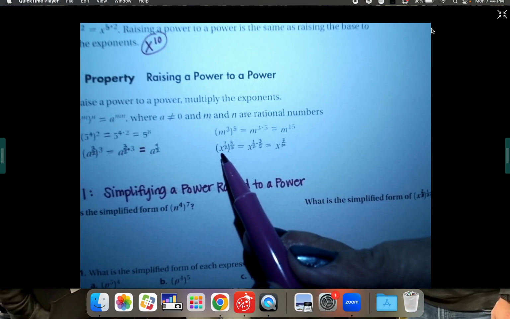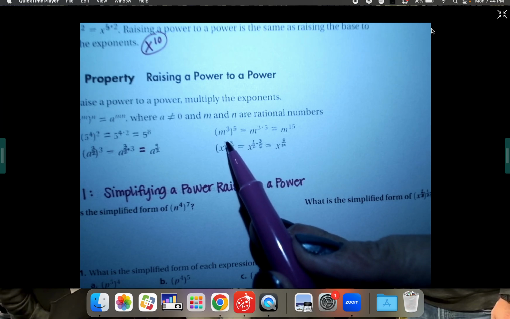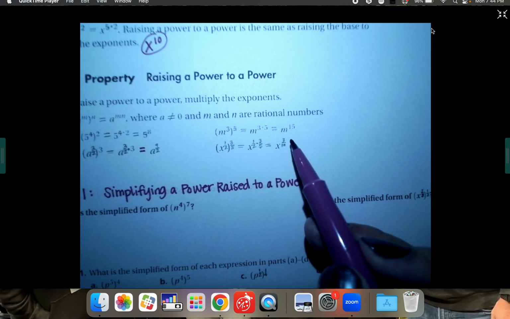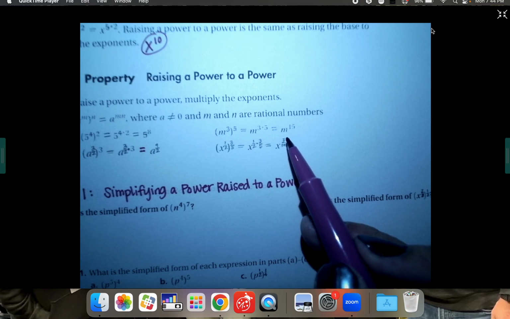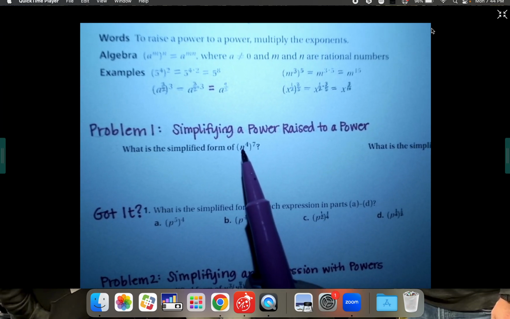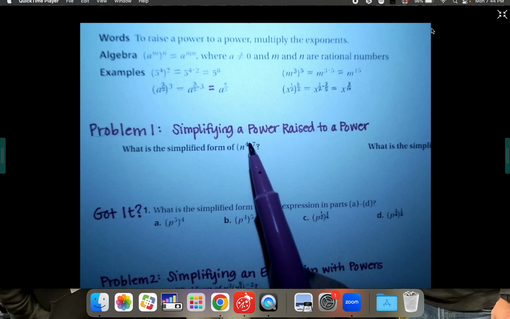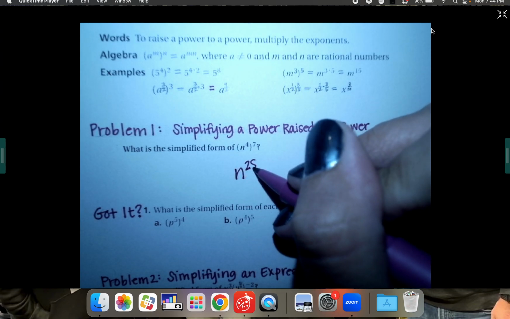Same thing here, x to the half raised to the 3/5. You can just multiply the tops, multiply the bottoms. So 1 times 3 is 3, 2 times 5 is 10. So x to the power of 3/10. Okay, so let's try one of those. N to the 4th power raised to the 7th power. Remember, 4 and 7 get multiplied, so that would be n to the 28th.